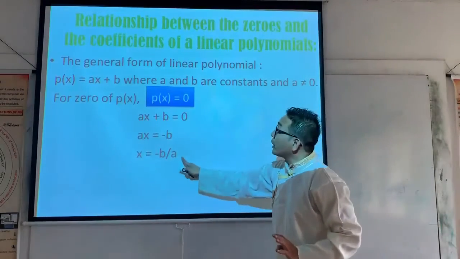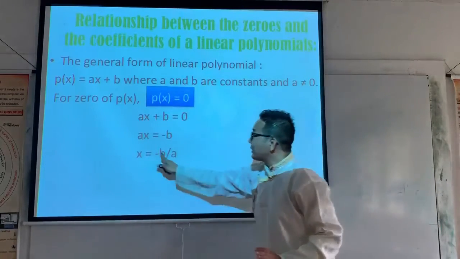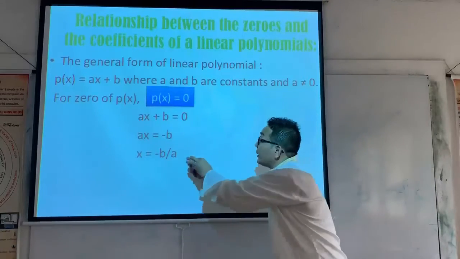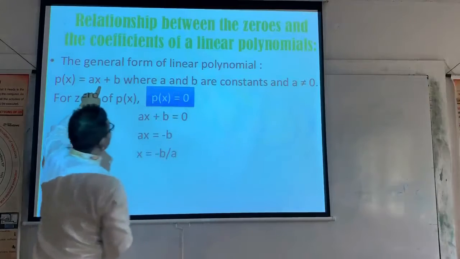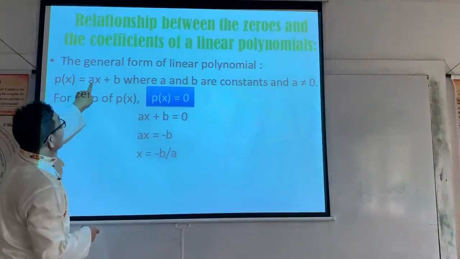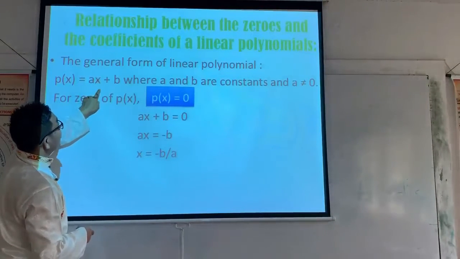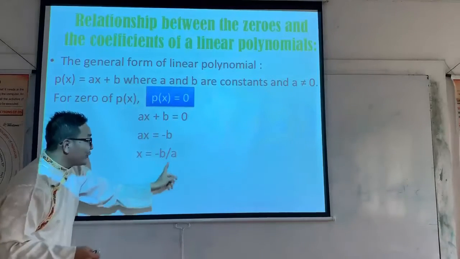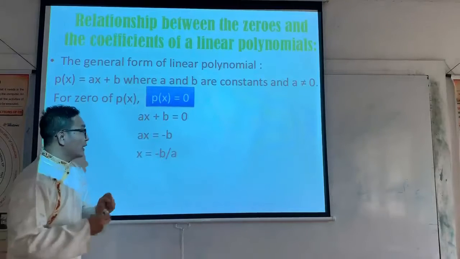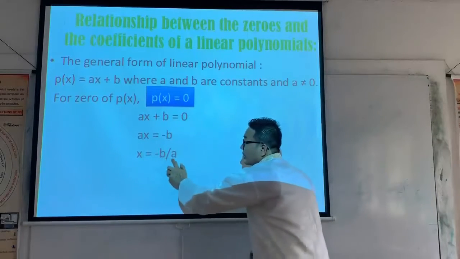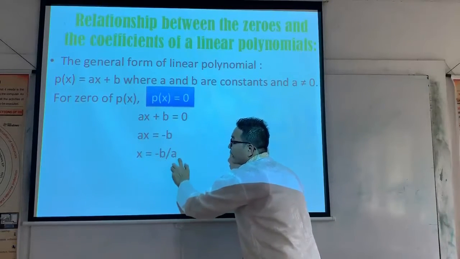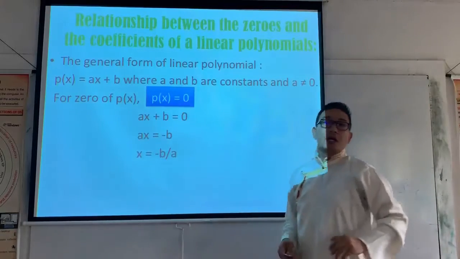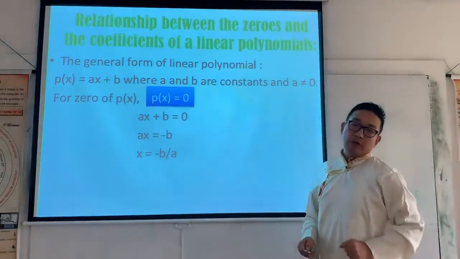So the zero of the polynomial is negative b upon a. Check: a times negative b by a, where a cancels a, gives negative b, plus b gives 0. So the value of the polynomial is 0 at x equal to negative b by a. Negative b by a is called the zero of this general form of linear polynomial.